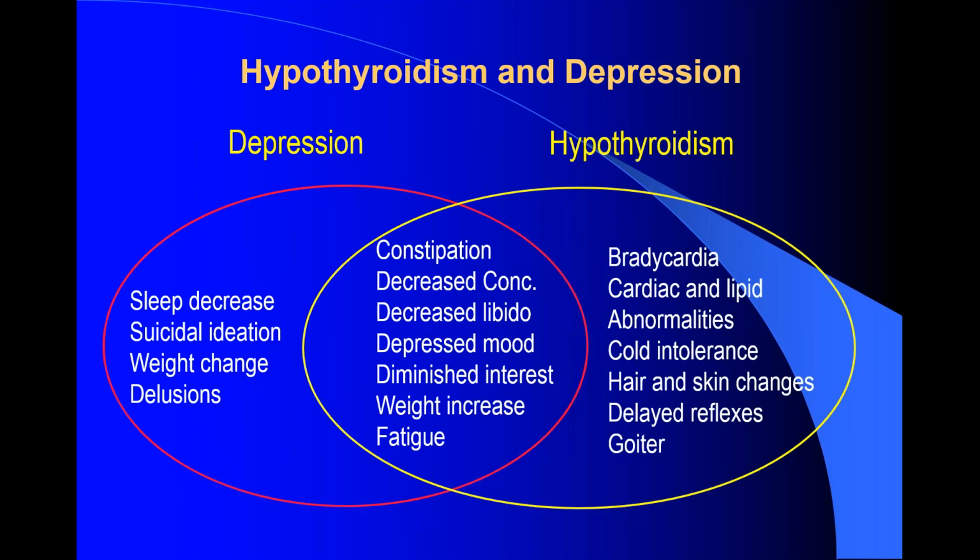So there are a few features that are common to depression and hypothyroidism. Pure depressive symptoms: decrease of sleep, suicidal ideation, weight changes, delusions. Pure hypothyroid changes: bradycardia, cardiac and lipid abnormalities, cold intolerance, hair and skin changes, delayed reflexes, presence of goiter. And the common symptoms that can occur in both are constipation, decrease in concentration, loss of libido, depressed mood, diminished interest in work, weight increase, and fatigue.